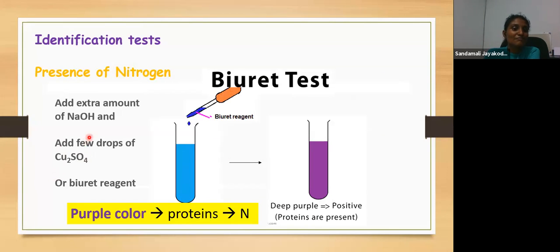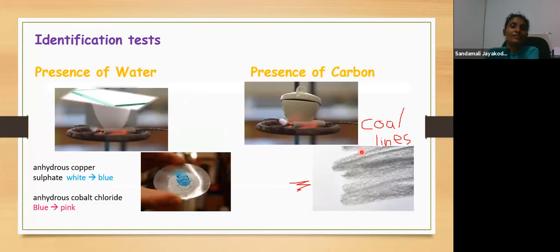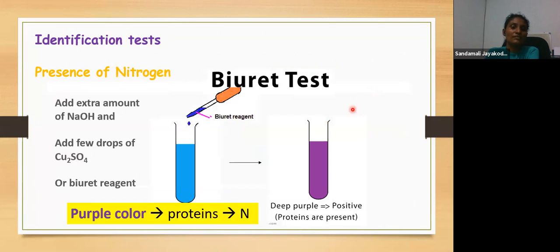Okay. These two solutions, the biuret reagent, we are adding to the sample, and finally we will get the result of our protein test, that is purple color. Purple color gives the sign of proteins. So presence of proteins means it contains nitrogen in that sample. So that is the test for a few different things like water, carbon, and another element, nitrogen, in our food. So these are the identification tests.